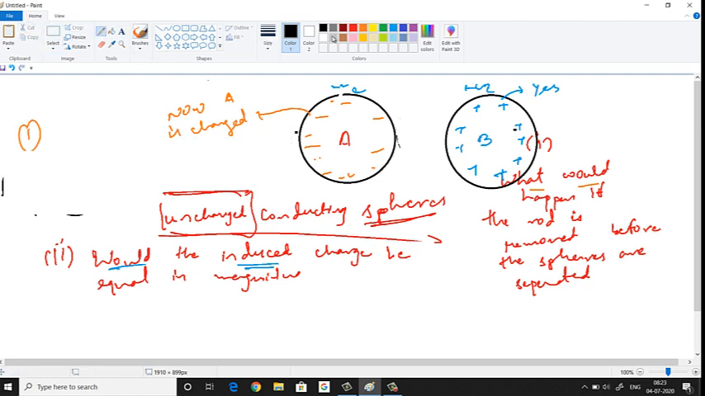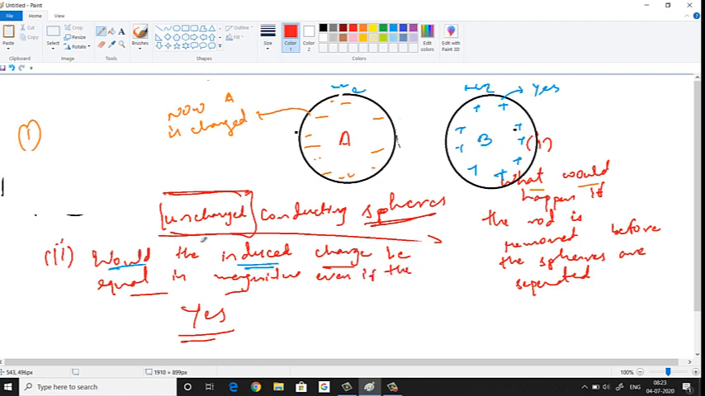So what is the answer for the second question? Would the induced charge produced be equal in magnitude? Yes, it will be equal. I gave you the explanation just now, because if we have 10 charges here, we'll have 10 charges here also. The question actually was, would the induced charge be equal in magnitude even if the size is different?